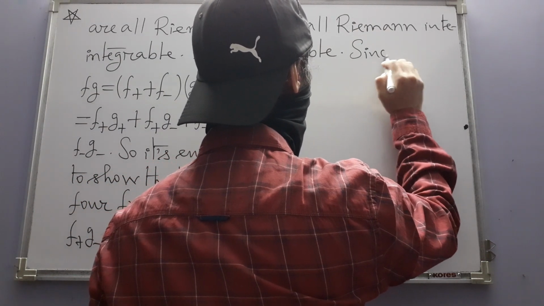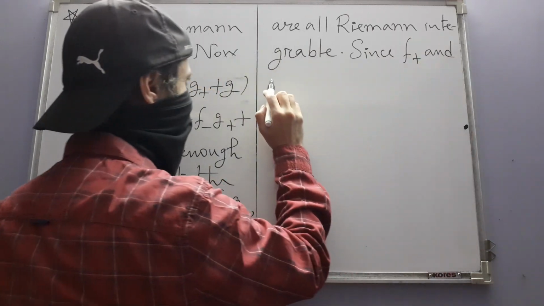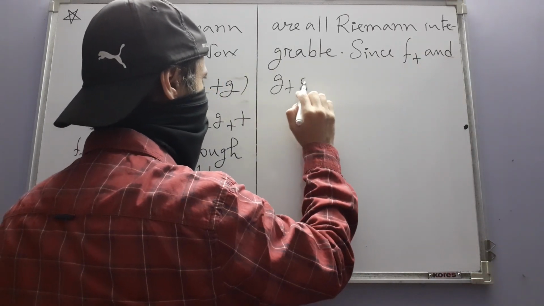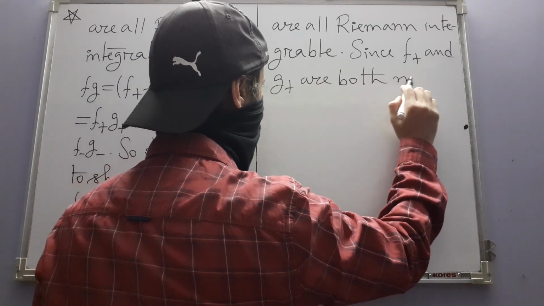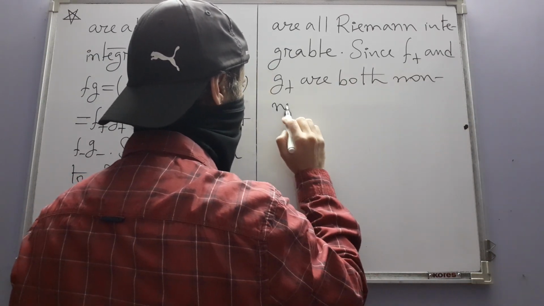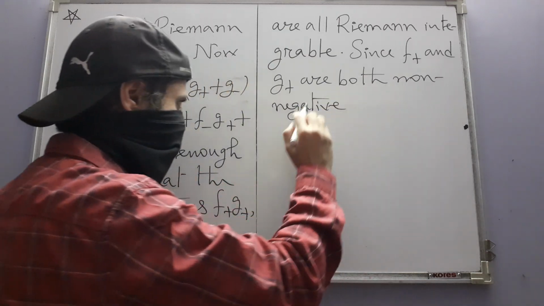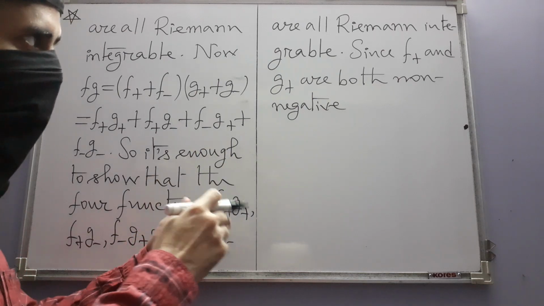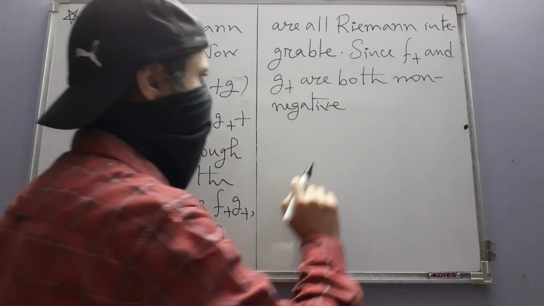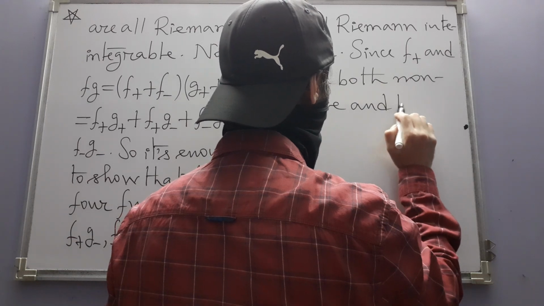Since f plus and g plus are both non-negative, well, the text writes positive, but that's not exactly correct. The f plus value can be 0. Both non-negative and bounded.